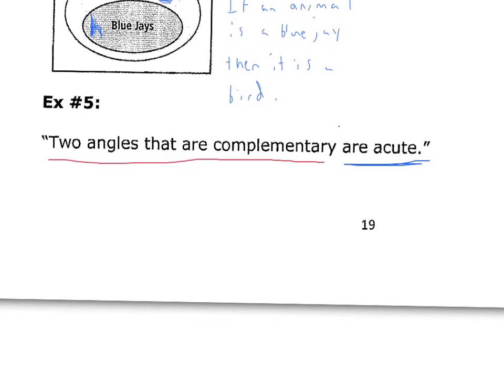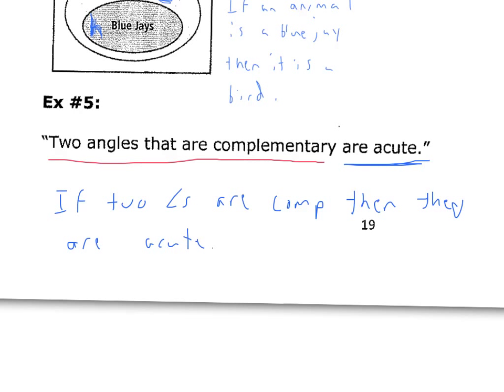So you would write, if two angles are complementary, then they are acute. Okay, make sure you have an if statement and a then statement to make your conditional statement true. So if two angles are complementary, then they are acute. Okay, next.